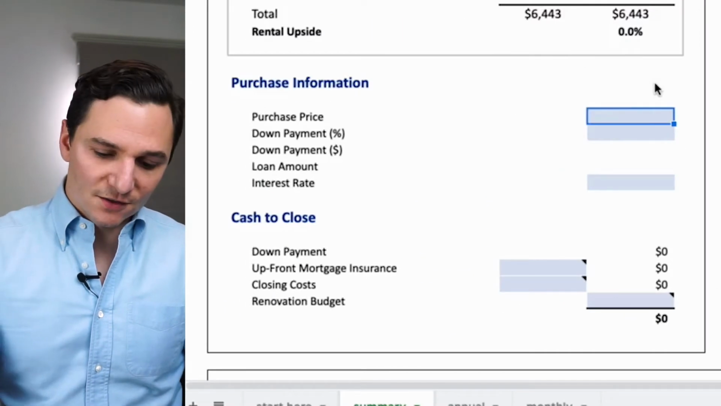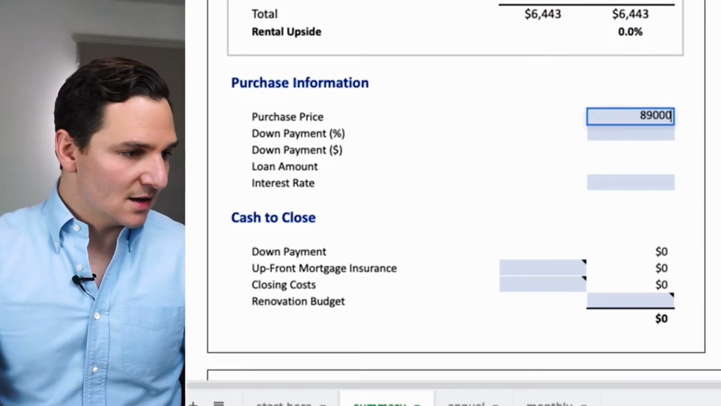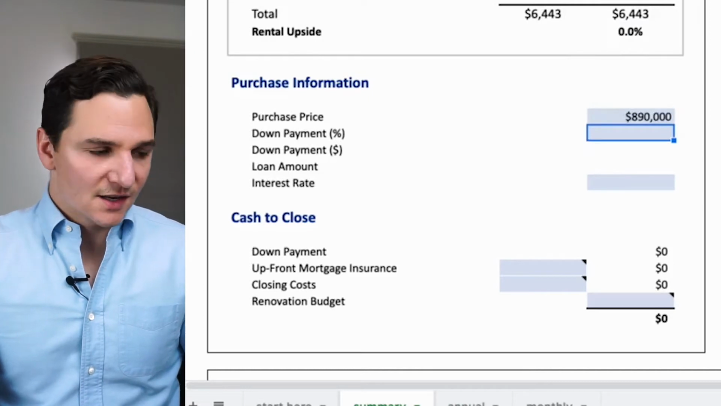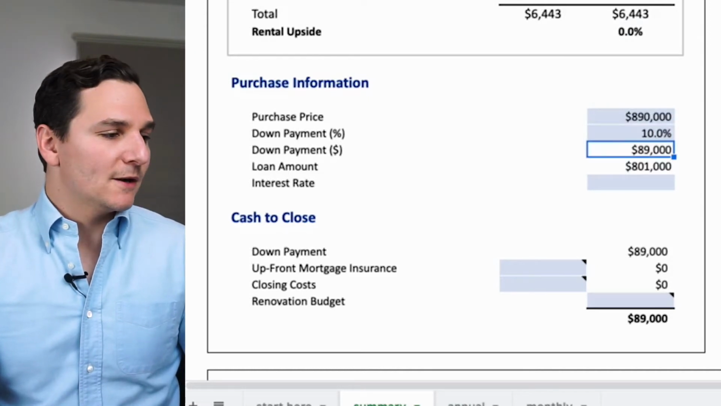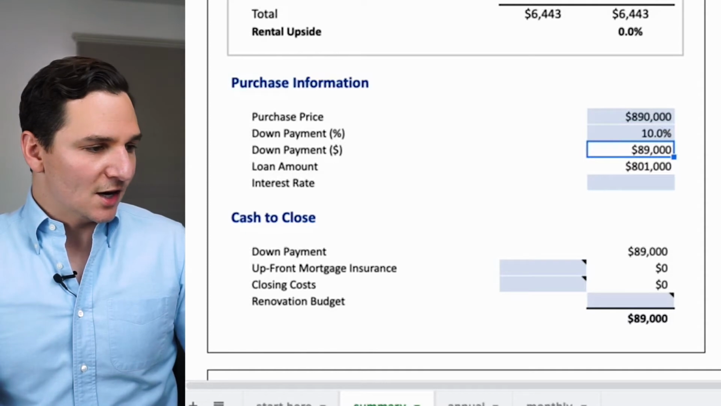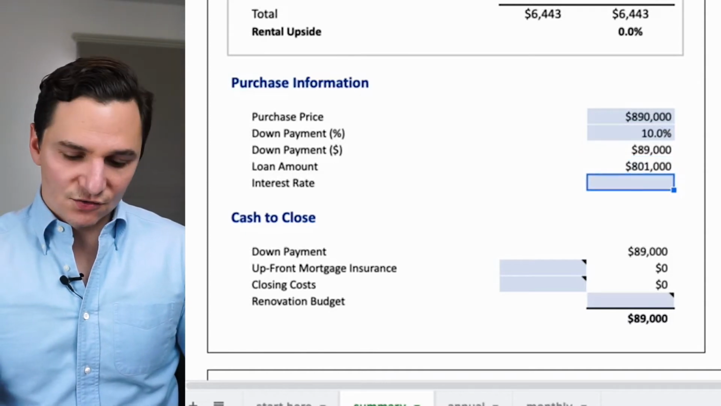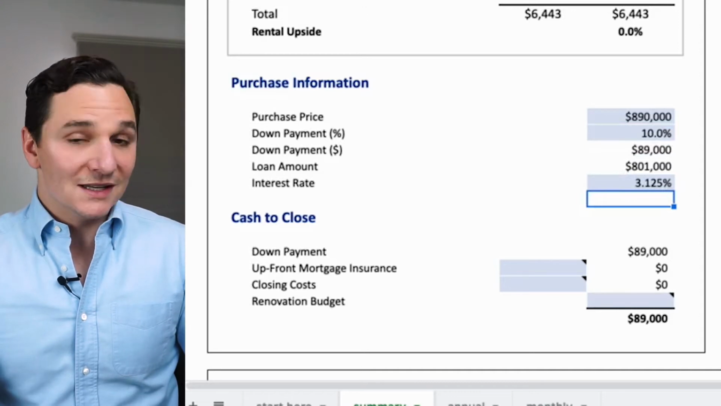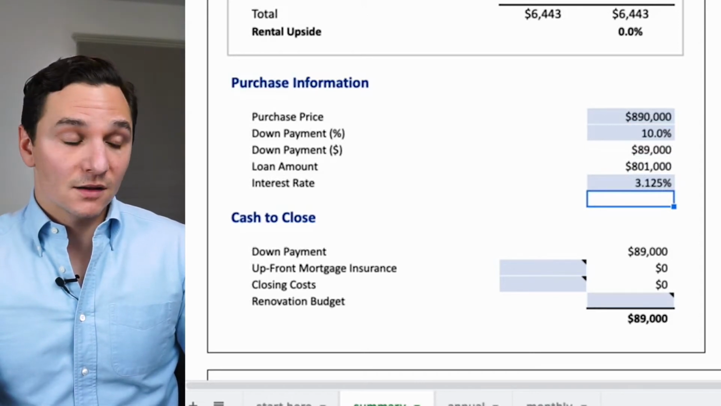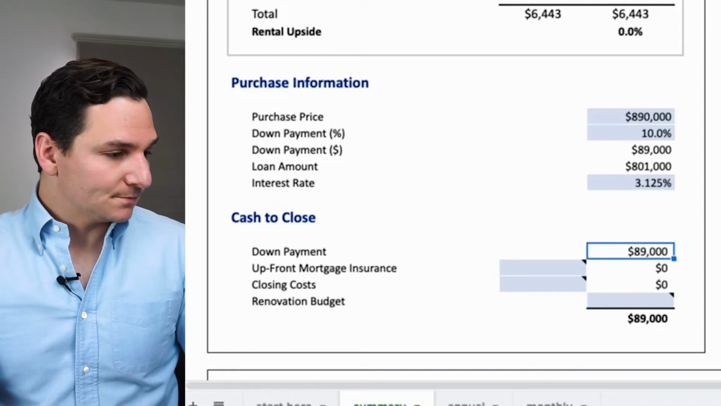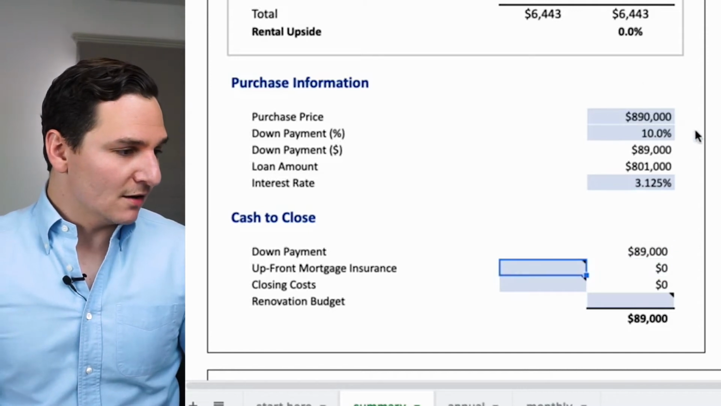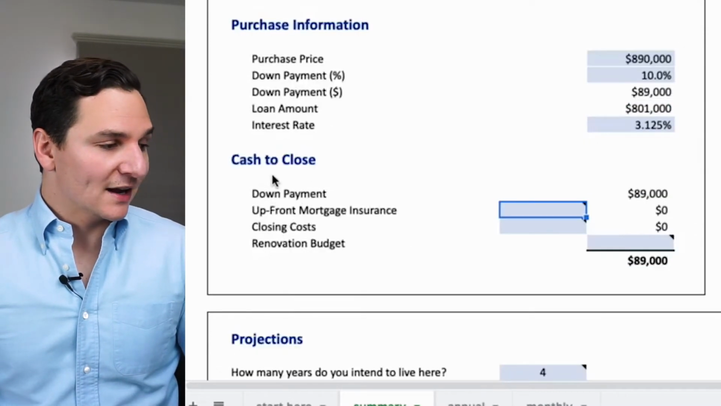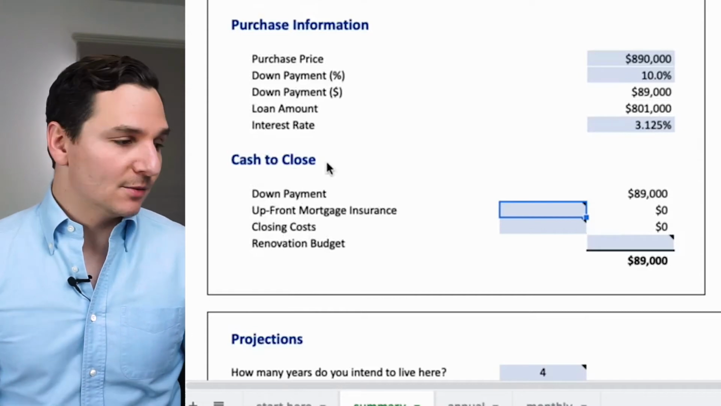The purchase price for this property is $890,000. Let's say we're going to do a 10% down payment. The calculator tells us what the down payment will be and what the loan amount will be. And for an interest rate, we're going to put in 3 1/8, which is about what you would get right now with an owner-occupied multifamily property. So we're going to look at a couple of upfront costs and determine our cash to close. This is how much money we need to make the purchase.